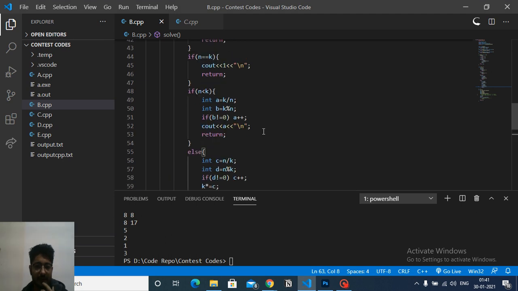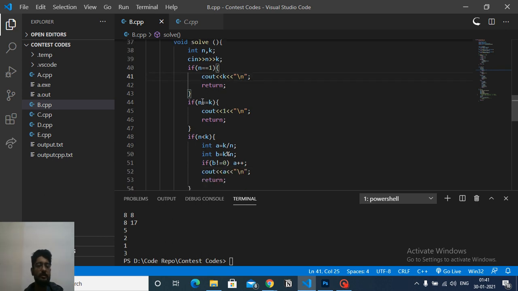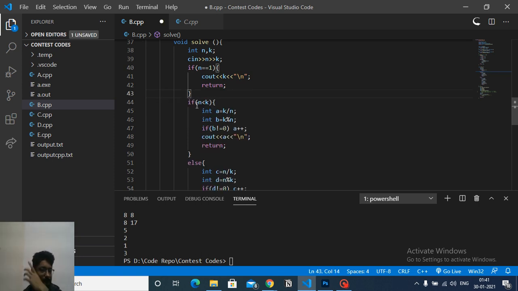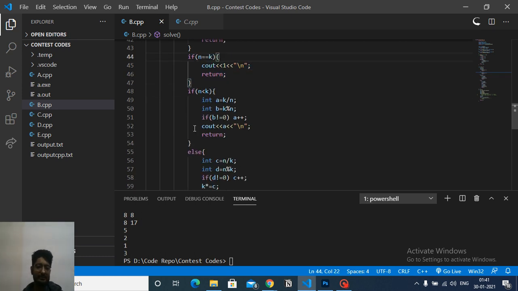So this is the code actually. I have written down the following cases, but they are not actually required, though I have written them down. If n is equal to 1, which means there is only one element, so the answer is obviously k. If n is equal to k, which means the number of slots and the number are the same, then the answer is obviously 1. But you can remove this part also, it's not a big deal.